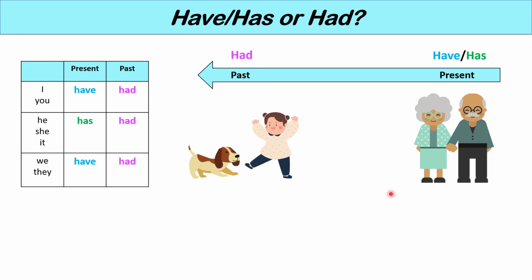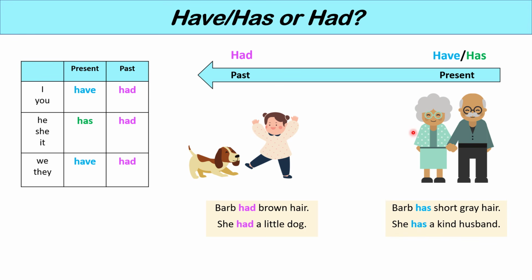So for example, this is Barb now, and this is Barb as a little girl. Barb had brown hair. She had a little dog. In the past, she had brown hair and a little dog. But now, Barb has short gray hair. In the present tense, she has short gray hair. She has a kind husband. So we use have or has in the present tense, and we use had in the past tense.